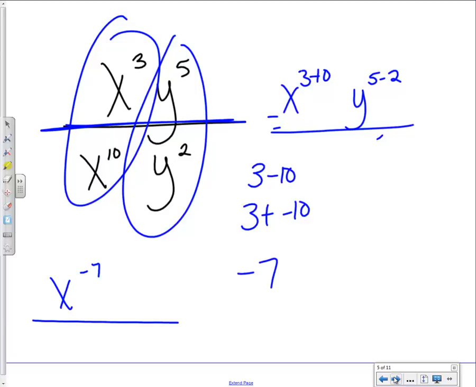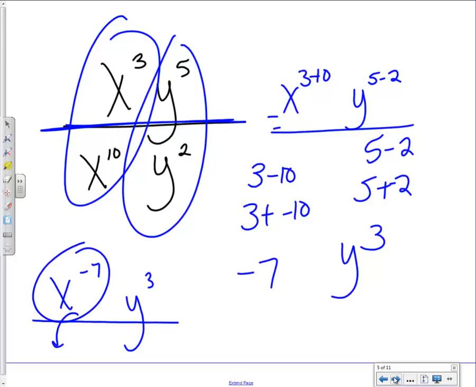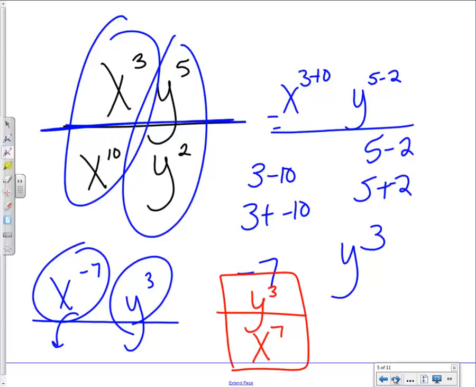So here I have 5 minus 2, which is the same thing as 5 plus a negative 2. Signs are different. Subtract and take the sign of the bigger number. And so I ended up with y to the 3rd. This is my final answer, except I need to do a little simplifying. This guy is negative, so it has to go to the denominator for it to become positive. This guy is positive, so he's going to stay where he's at. So on top I have y to the 3rd. On the bottom I have x to the 7th. Final answer.